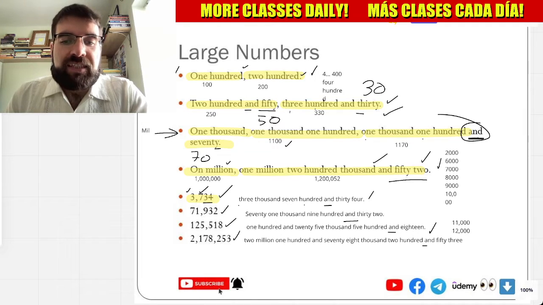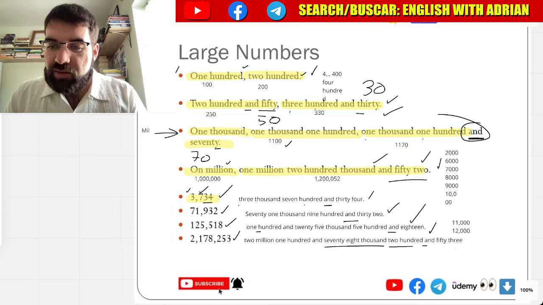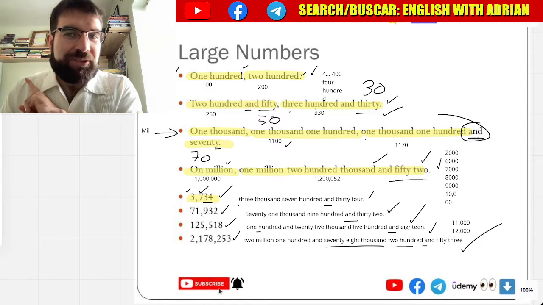3,734. 71,932. 125,518. 2,178,253. Okay, why Language Explorers?